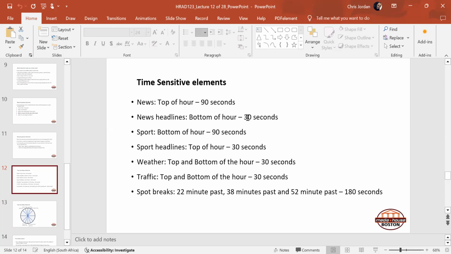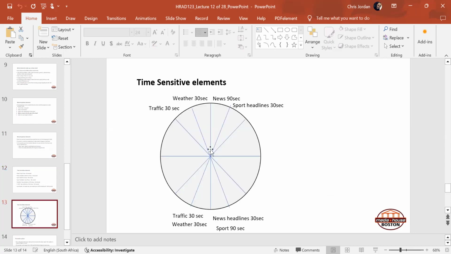News headlines will happen at the bottom of the hour. So at half past, right? The bottom and the top of the hour, at the top of that clock and at the bottom of that clock. So just so you understand what that actually is: this is the top, that is the bottom. Top of the hour, bottom of the hour.